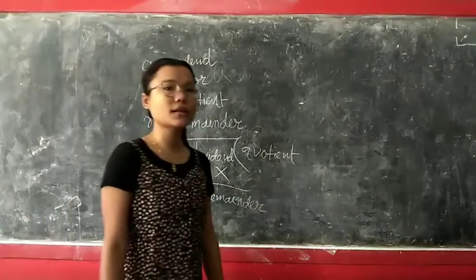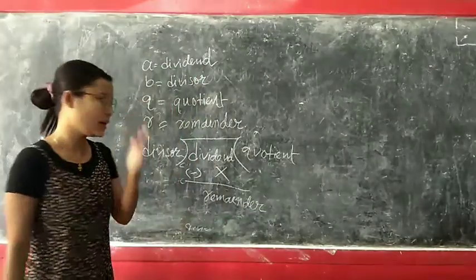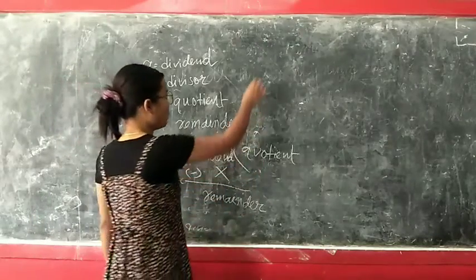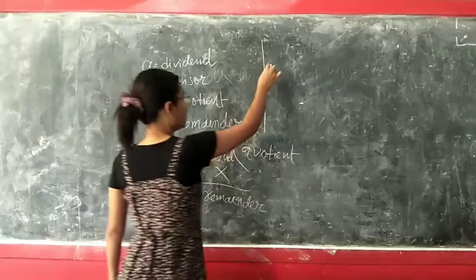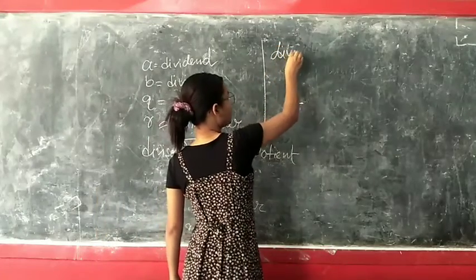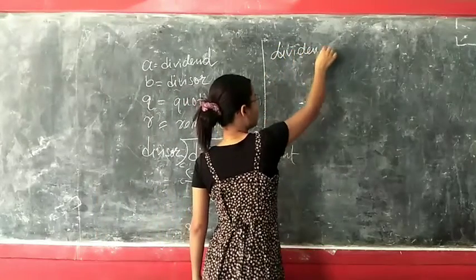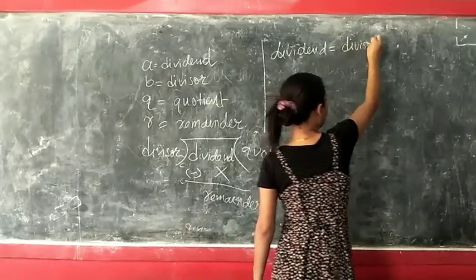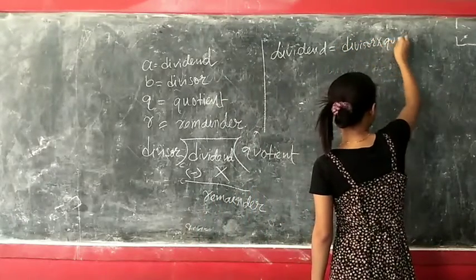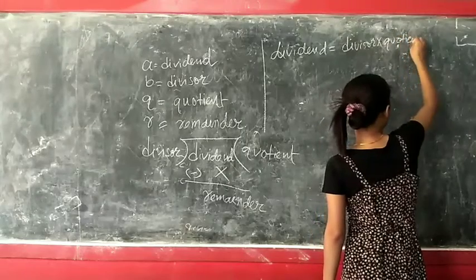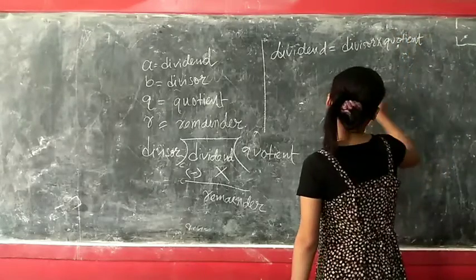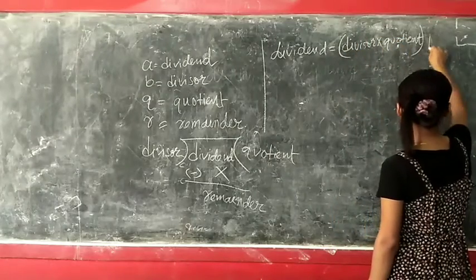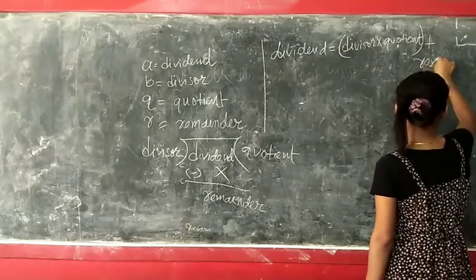So according to Euclid's division lemma, we can also represent this in this form: dividend is equal to divisor into quotient, put it under the bracket since there is a multiplication here, plus remainder.